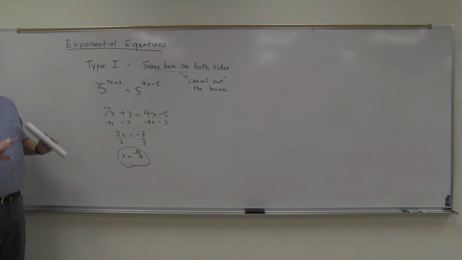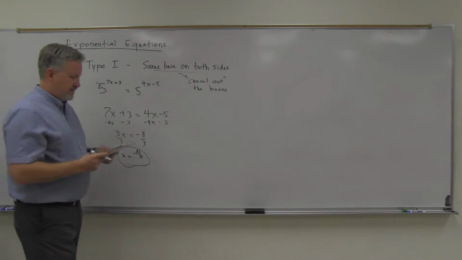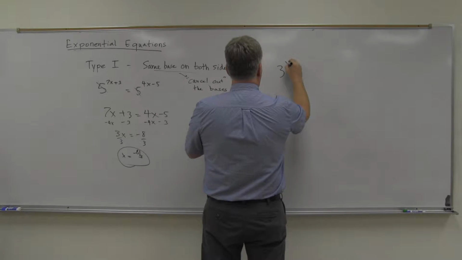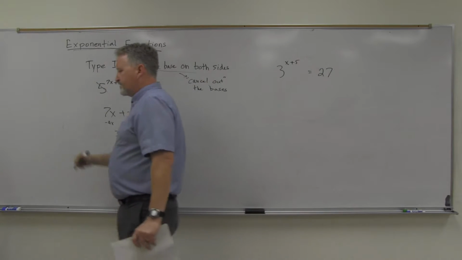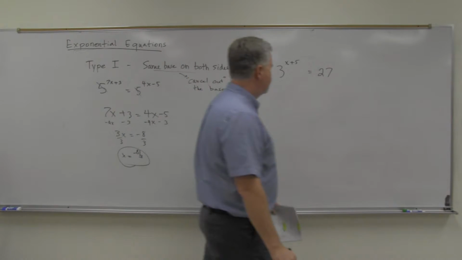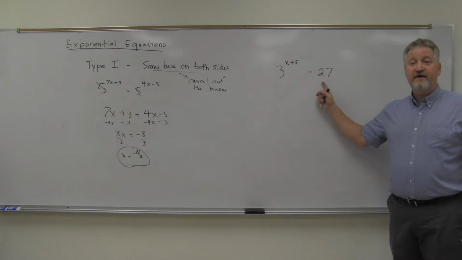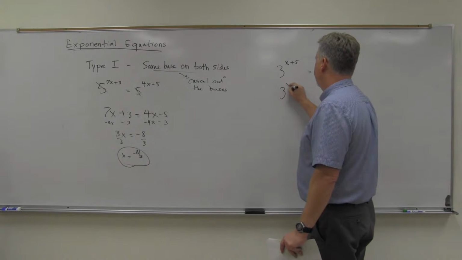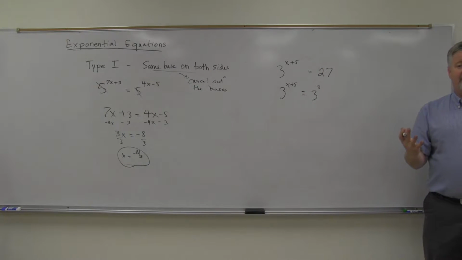Okay. Now, some of them come disguised. I'll just warn you that they have the same base on both sides, but in disguise. So we've got 3 to the x plus 5 equals 27. This one is same base on both sides, but in disguise, because I definitely don't have base 3 here. However, what about that 27? That's 3 to the third. I can write that as base 3.